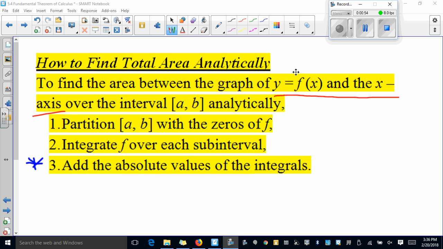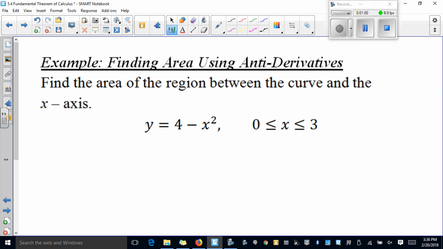Well, the first thing we have to identify is when does this guy cross the x-axis? So we do 4 minus x squared equals 0. So x squared is equal to 4. I move the x squared over. x squared equals 4. Square root both sides, and you get x equals plus or minus 2. Now, only one of those two numbers is in this interval, and that's 2.